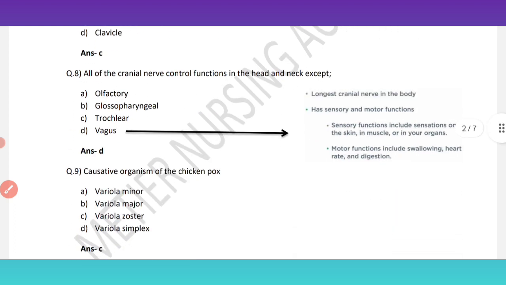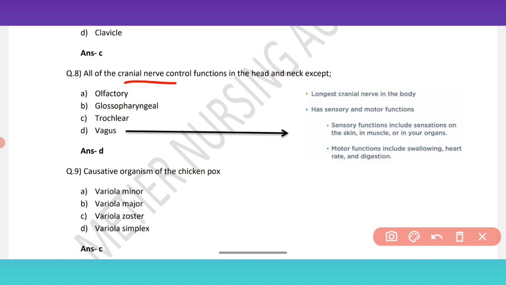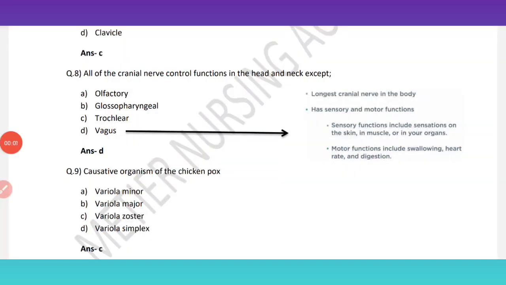The next one. All of the cranial nerves control function in the head and neck, except, listen to the question carefully. Only they are focusing on the head and neck. And they have given 4 options: olfactory, glossopharyngeal, trochlear and vagus. So first you should know the cranial nerves. There are 12 pairs of cranial nerves in the body. What are they? Olfactory, optic, oculomotor, trochlear, trigeminal, abducens, facial, vestibulocochlear, glossopharyngeal, vagus, spinal accessory and hypoglossal. These are all the 12 pairs of cranial nerves.